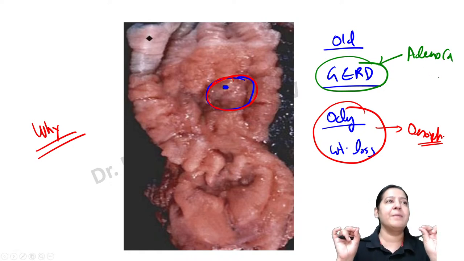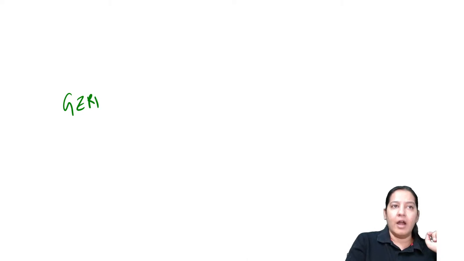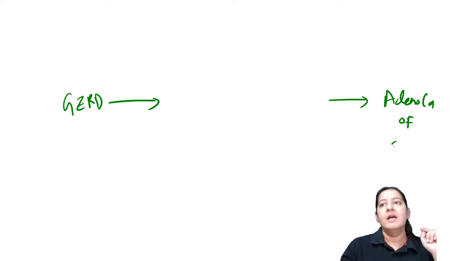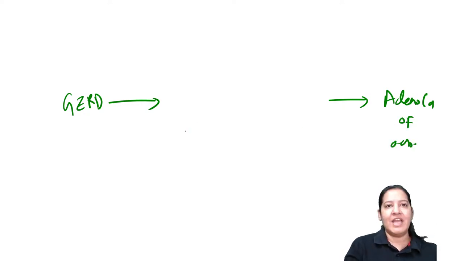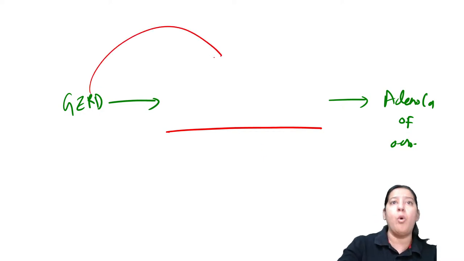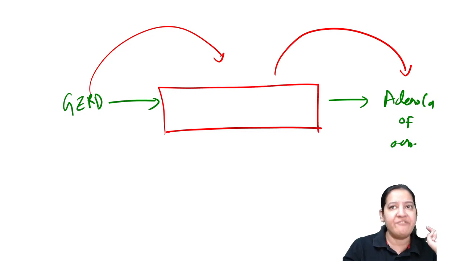Now, can you tell me the name of the precursor lesion? Because of GERD, what will happen? The patient has chronic GERD. GERD will lead to something, and that will lead to adenocarcinoma of the esophagus. Can anyone of you tell me the name of this precursor lesion? Dr. Priyanka, Samir, that's what I'm asking. GERD leads to what? That will lead to adenocarcinoma. I want to know this missing fill in the blank.